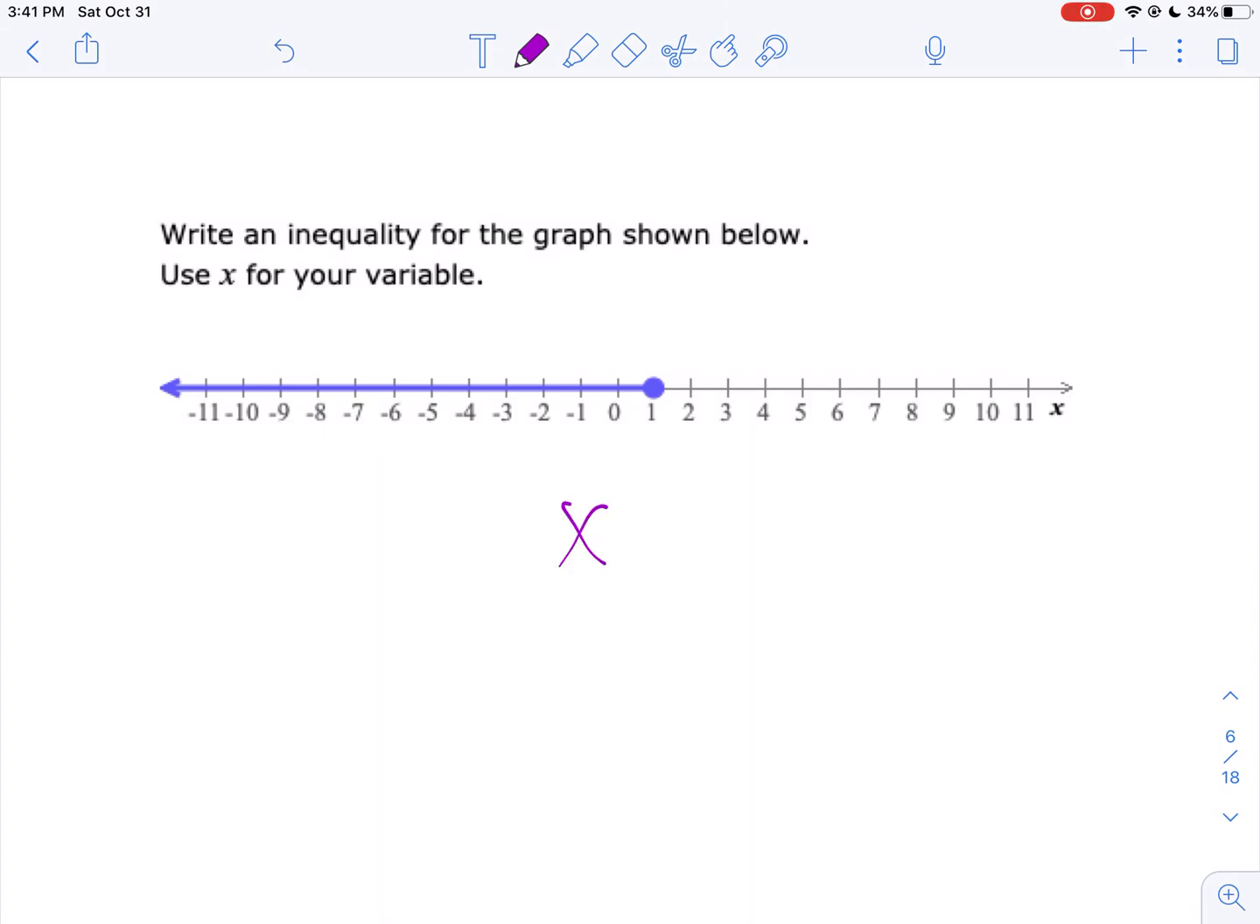Now, which way did you shade? We shaded to the left. So your inequality should point to the left. X is less than or equal to 1. I think you had x is greater than or equal to 1. So you understood what the closed circle means, but you got the shading backwards.